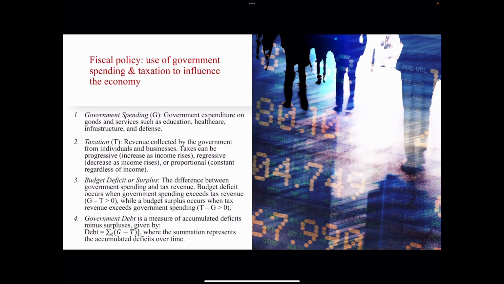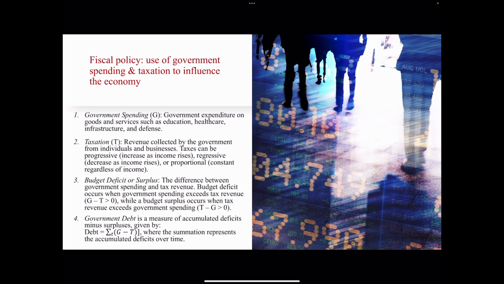Now, fiscal policy is when the government uses its spending and taxation power to influence the economy. So there are four items that we need to consider here. First, government spending, G. Government expenditure on goods and services such as education, healthcare, infrastructure, and defense, but also all kinds of government expenditures are included here.